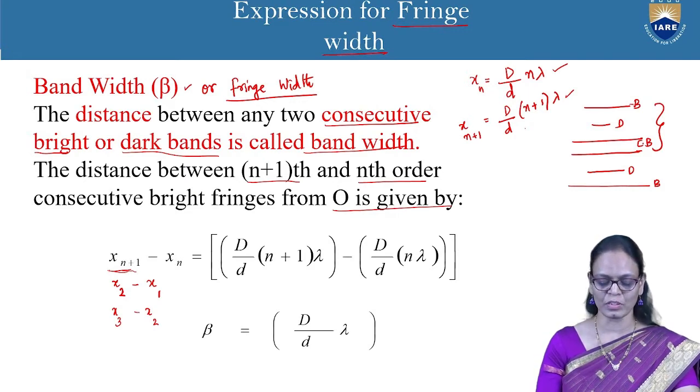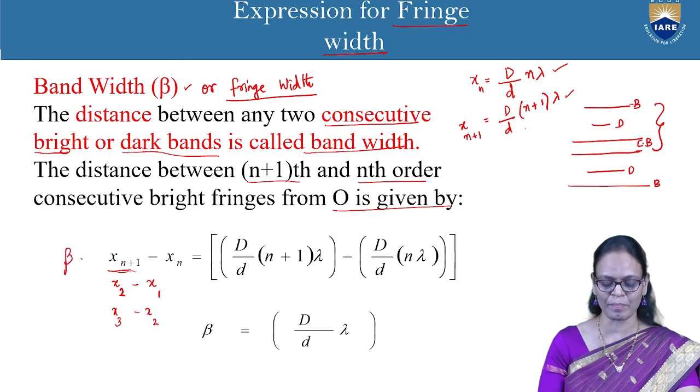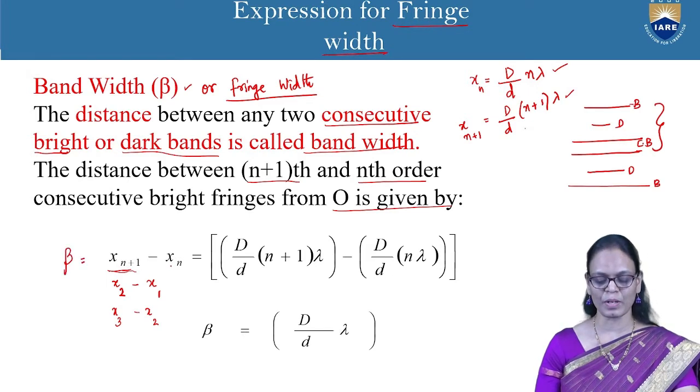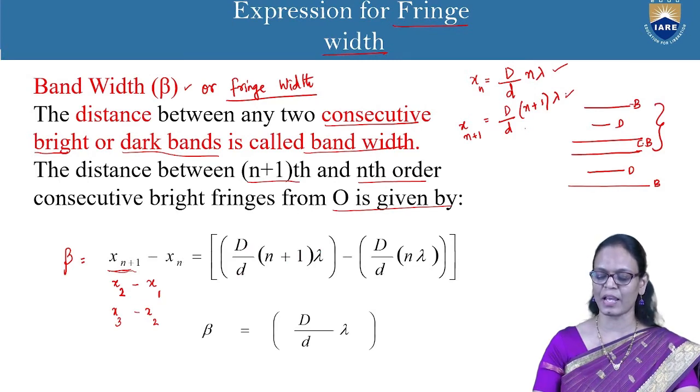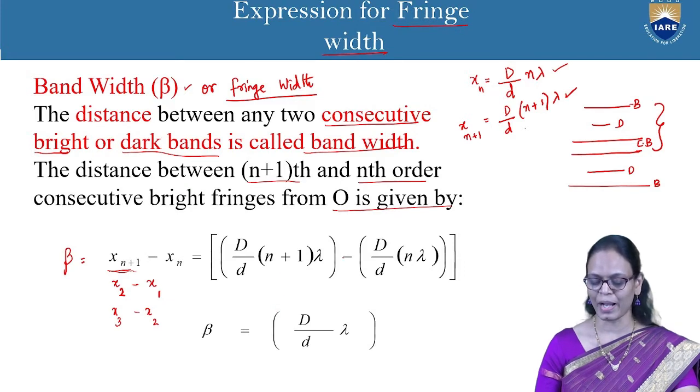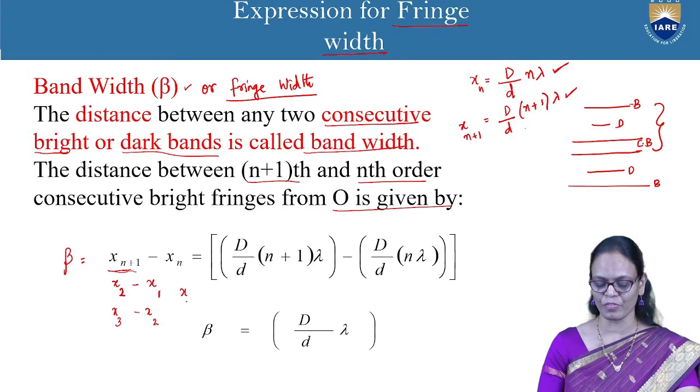Because we know the fringe width beta is given by xn plus 1 minus xn. So this is equal to capital D by small d into (n plus 1) lambda, minus capital D by small d into n lambda. This is for xn. Now let us expand these terms and find the value.